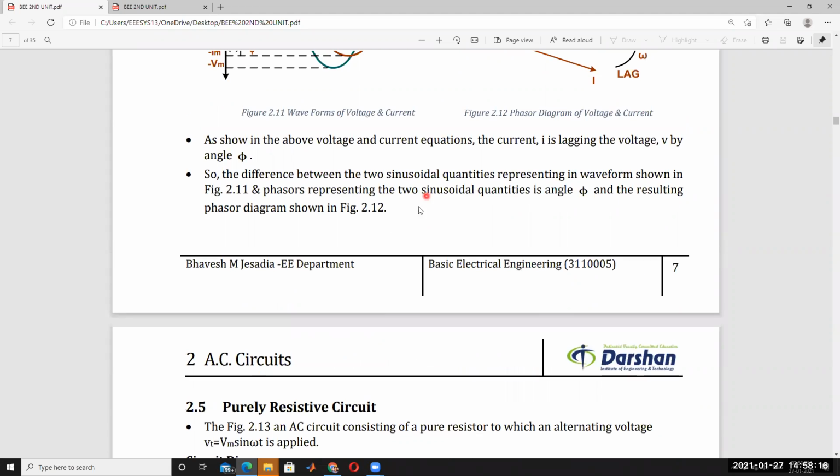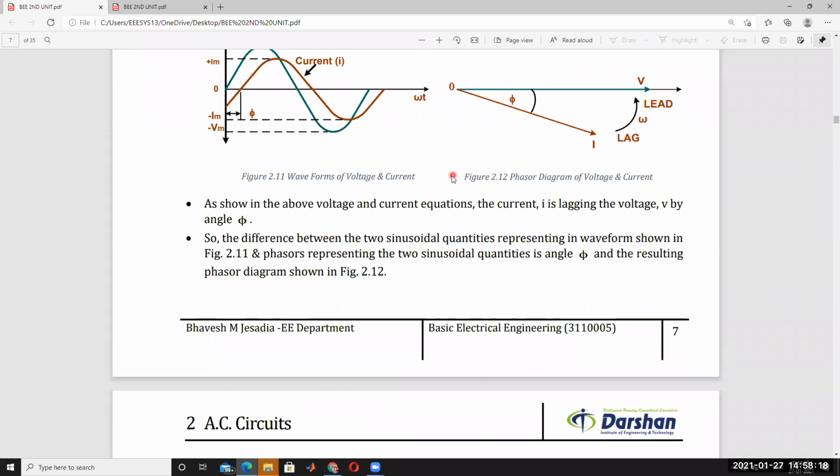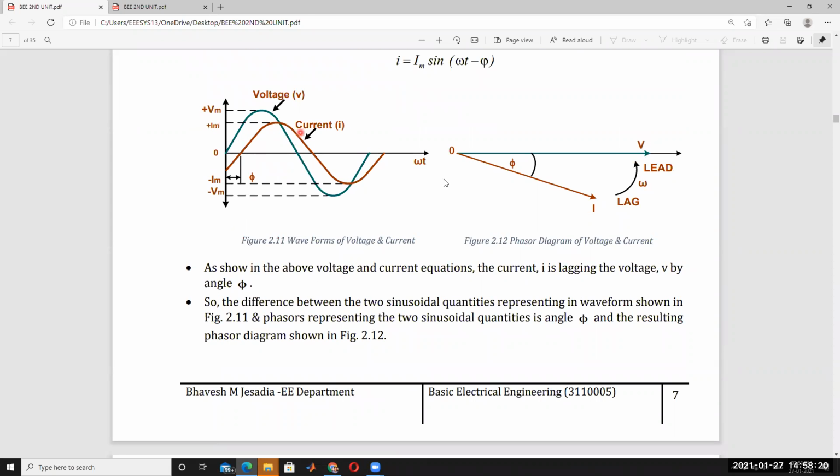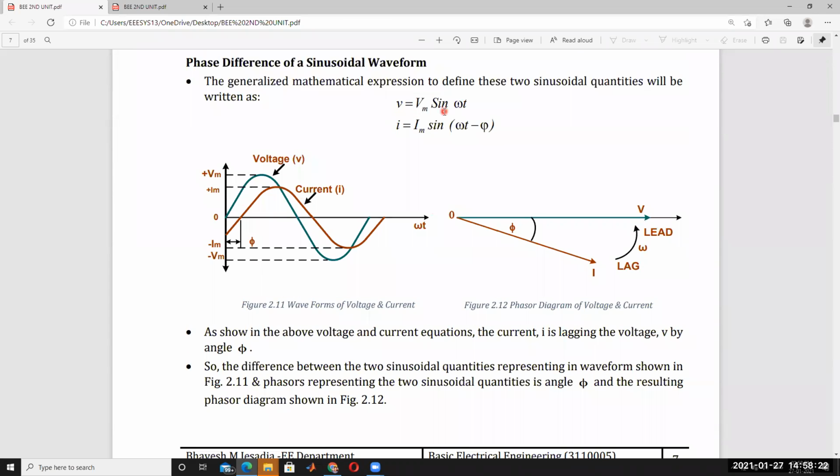Understood? Up to here clear? So why is voltage leading and why is current lagging? Voltage V is equal to Vm sin omega t, so there is no phase difference here, it is omega t plus 0. That's why the voltage waveform starts at 0. It is the reference; you have to take it as reference. Current has minus pi degrees, so that's why it's lagging.